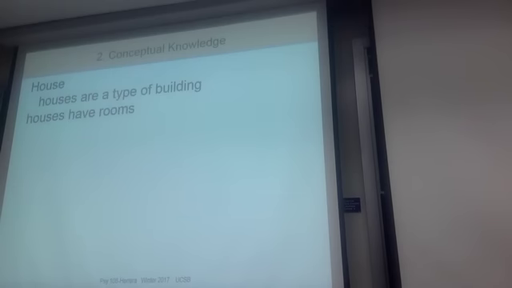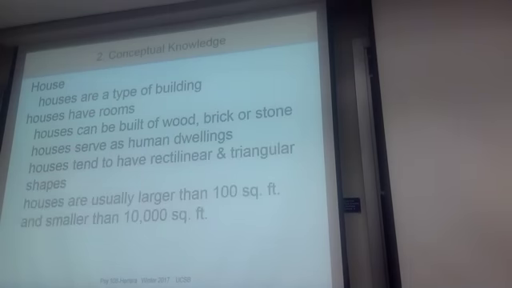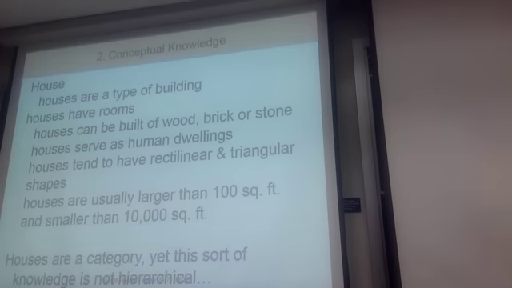So now we're giving another example about houses. And so here we're talking about categories that are not necessarily hierarchical. And so houses, we know that they're a type of building. Houses have rooms. Houses can be built of wood, brick, or stone. They serve as human dwellings. They tend to have rectangular and triangular shapes, so on and so forth. These are all things that are stored in the category of houses.